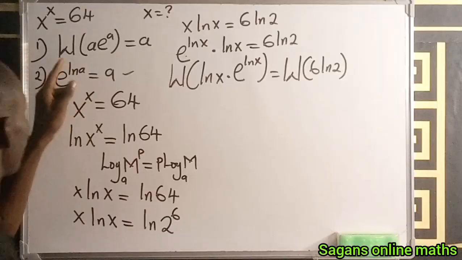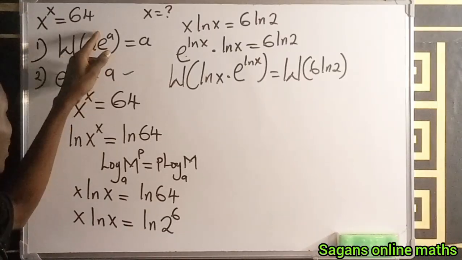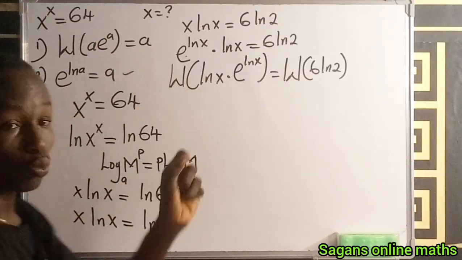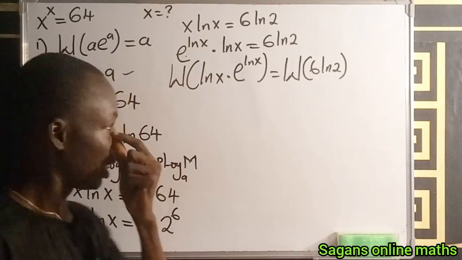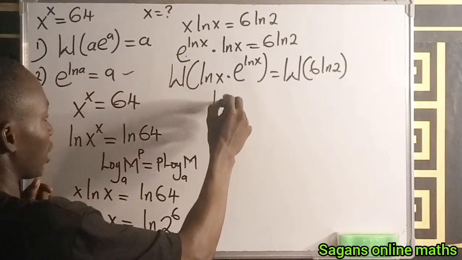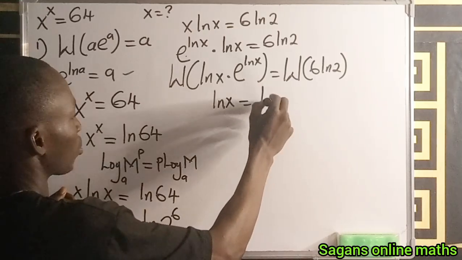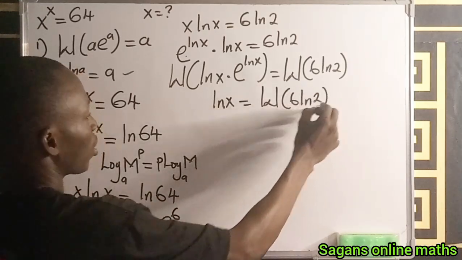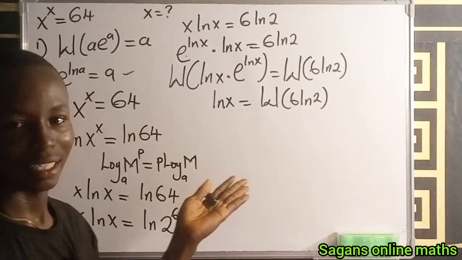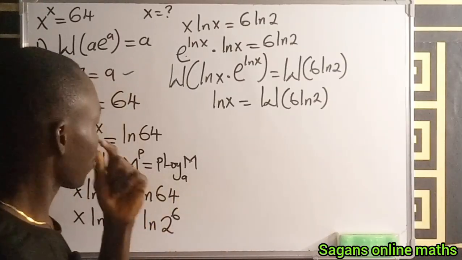Now, since the W function of a multiplied by e to a equals a, this will just give us ln s, because ln s stands in place of a in this equation. So I have ln s equals the Lambert W function of 6 ln 2. Wow, this is amazing. Beautiful, right?